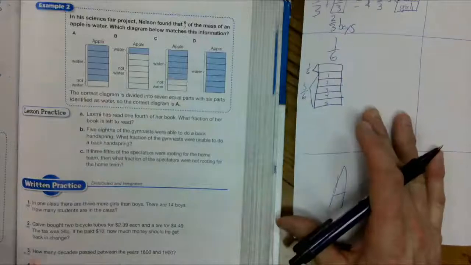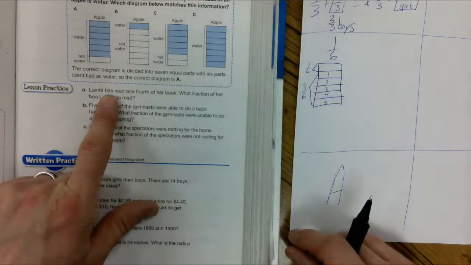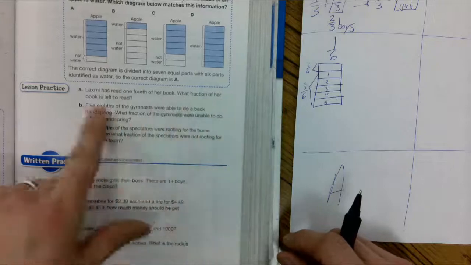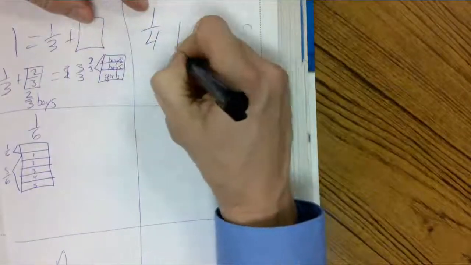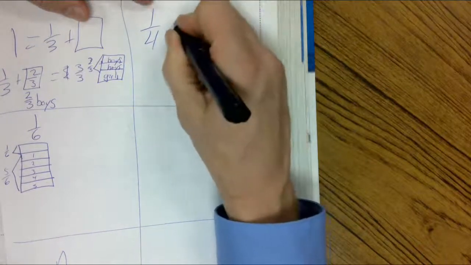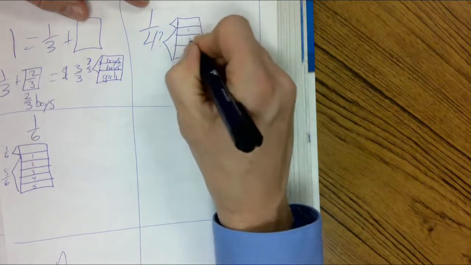All right. How about some shortcuts now? First of all, let's do it their way. Laxmi has read 1/4 of her books. What fraction of her books is left over to read? 1/4. Now they want you to go ahead and make this box, and they want you to divide into fourths. They want 1/4 there, and then they're going to ask what's left. 1, 2, 3.